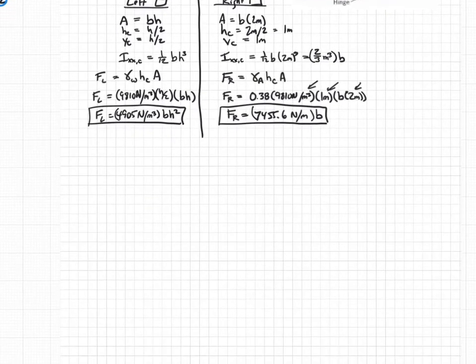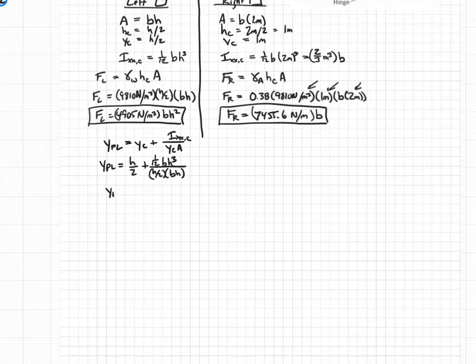And now we need to know where they act. So we'll say YPL, the center of pressure. YPL equals YC plus I XX C on the top, YC A on the bottom. So YPL equals h over 2 plus 1/12 b h cubed divided by YC, which is h over 2, and A, which is bh. Notice the b's cancel, which is really nice. H squared cancels with two of the h's on top, so I just get a unit of h. And if you do the algebra here, this is h over 6, so this becomes 2h over 3, which is cool.